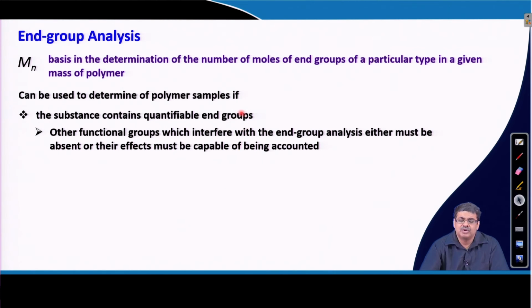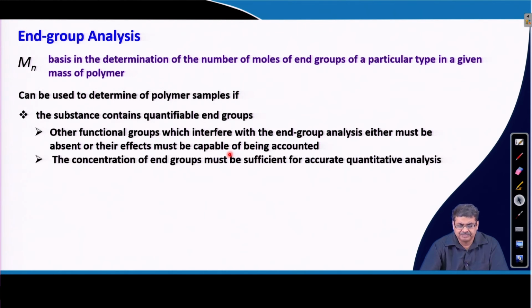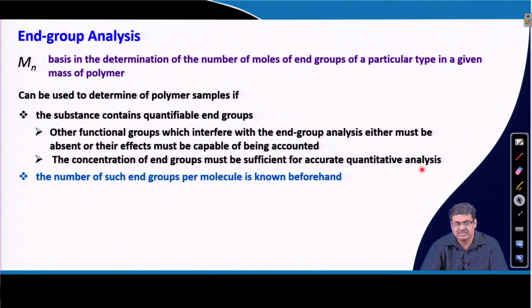So, if we have an end group and there is another group present in the middle, in the backbone, not at the end, which interferes in the end group analysis, then it is very difficult for us to determine Mn unless we take care of the interference, which is a very difficult thing to do. And the concentration of end groups must be sufficient so that accurate quantitative measurement is possible. And the number of such end groups per polymer molecule is known beforehand.